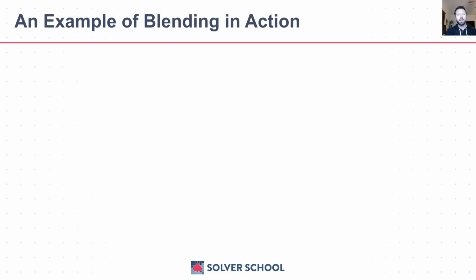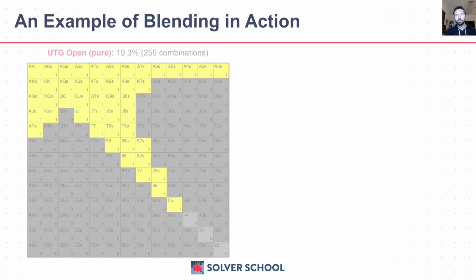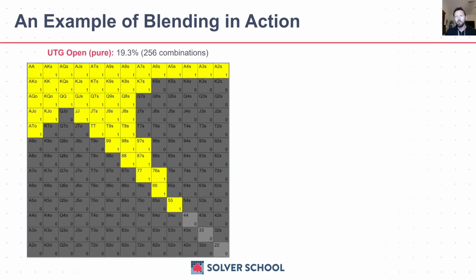So let me just show you here an example of blending in action. Let's say we have this under the gun open, and using pure frequencies, this under the gun open maybe opens 19.3% of hands. And notice here in this range, I don't have any partial frequencies. So in this range, the under the gun player is opening ace-ten offsuit 100% of the time, king-jack offsuit 100% of the time, but never opening king-ten offsuit, never opening queen-jack offsuit. They're opening fives 100% of the time, but never opening fours, and so on and so forth.